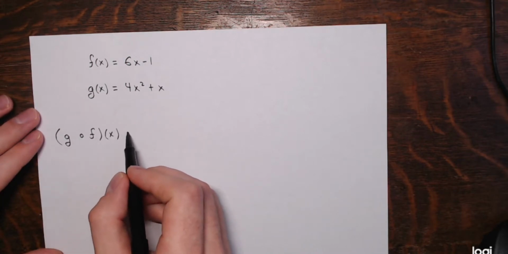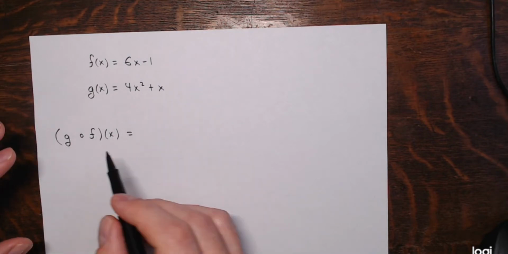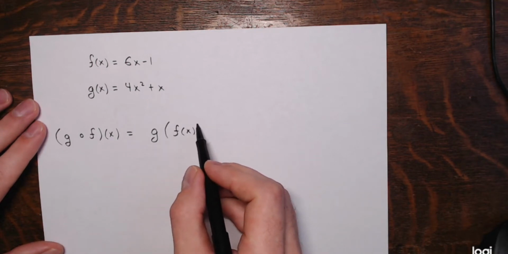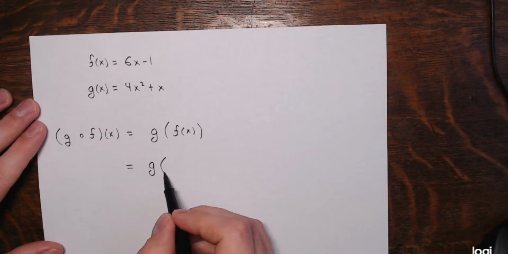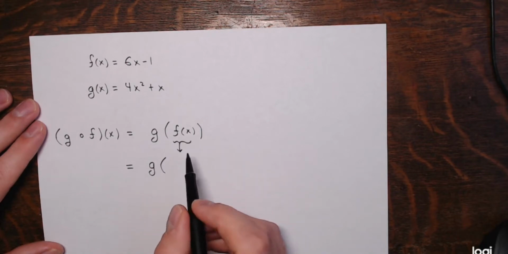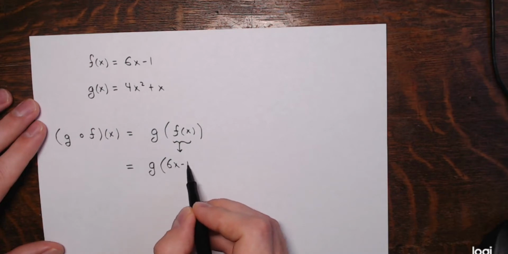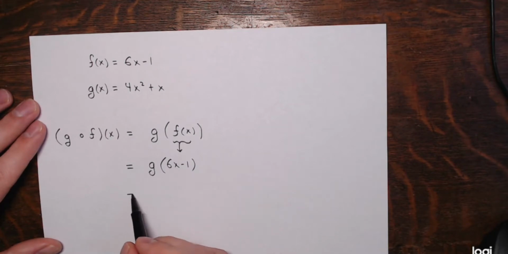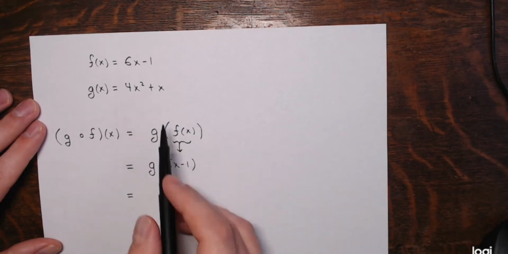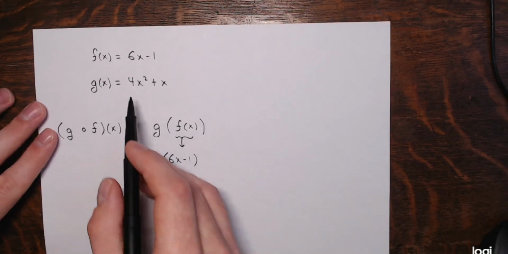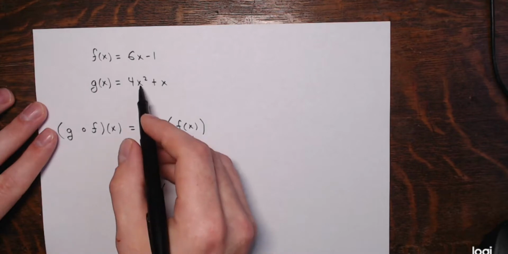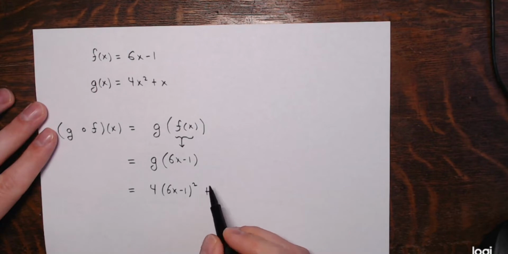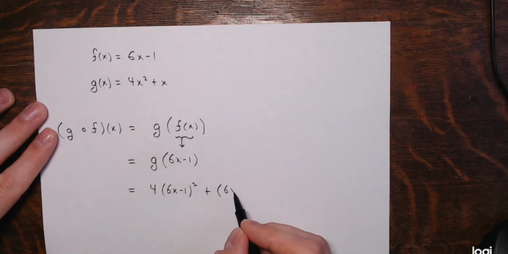Once again, I like writing it the other way with all the parentheses. Another way to write this is g of f of x. So this is g of, and then, what is f of x? f of x is 6x minus 1. And then you're just plugging 6x minus 1 into g. So everywhere there's an x in g, I'm replacing it with the quantity 6x minus 1. So this is 4 times, instead of x squared, it is now the quantity 6x minus 1 squared, plus, and then instead of x, it's the quantity 6x minus 1, and then we simplify this.